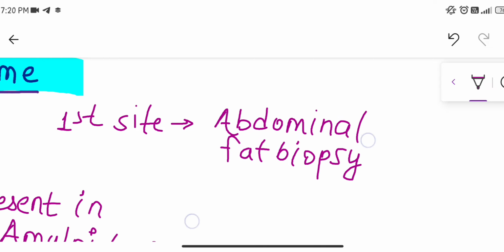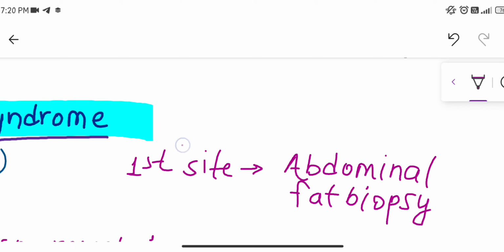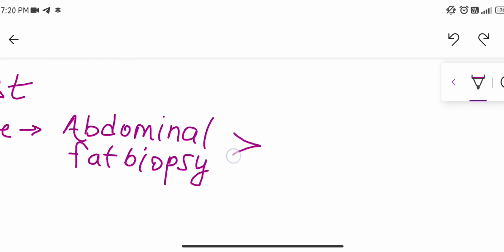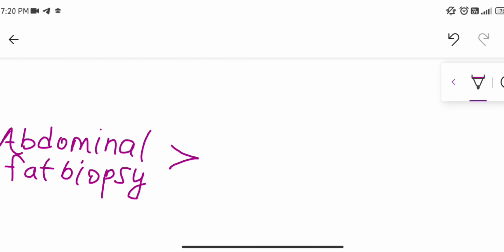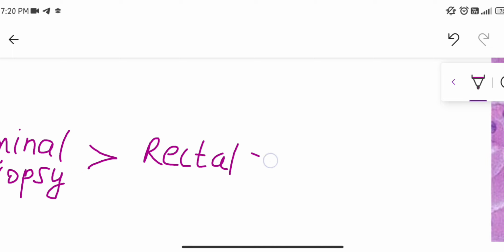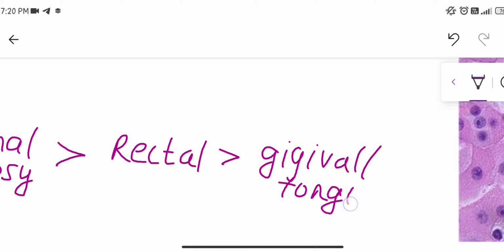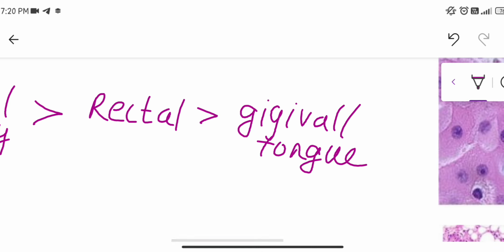This is the first best site. Now, the second best site would be rectal biopsy. And the third best site would be gingival or tongue biopsy. So this tongue would be examined in the case of amyloidosis.